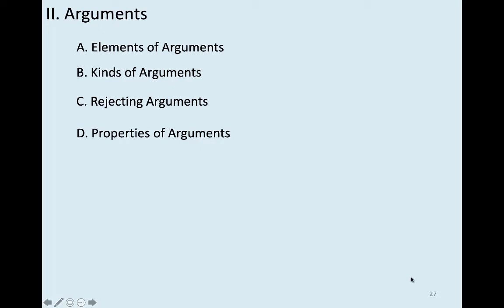Okay, we're now going to talk about properties of arguments. We'll focus on a couple of properties that are especially important. First, an argument can be valid or it can be invalid.